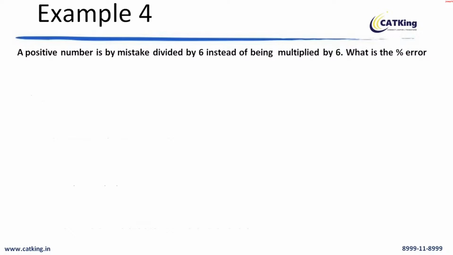Okay, fourth example. A positive number is by mistake divided by 6 instead of being multiplied by 6. What is the percentage error? So there was a number which had to be multiplied by 6, but by mistake they divided it. We have to find out what the percent of the error is. What is error? Error is basically the difference between what had to be found and what was obtained. That is the mistake. Mistake is the error. So we have to find what the percent error is.